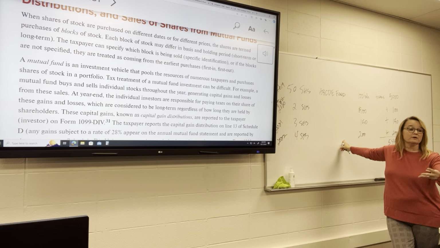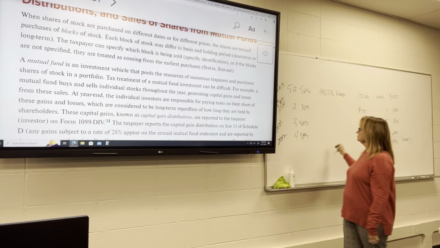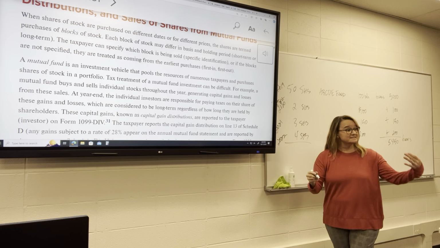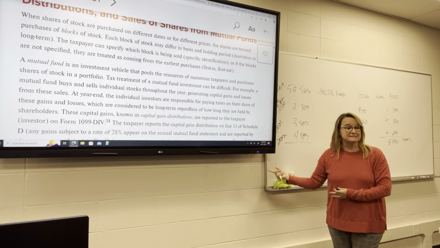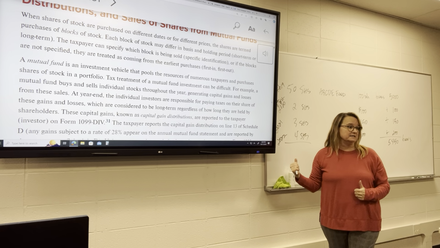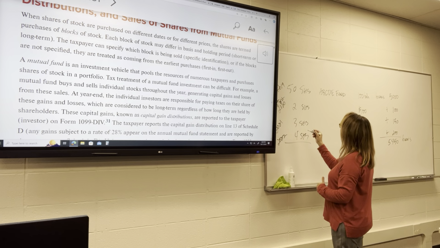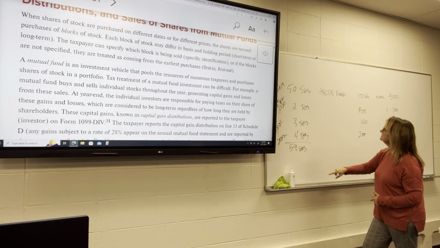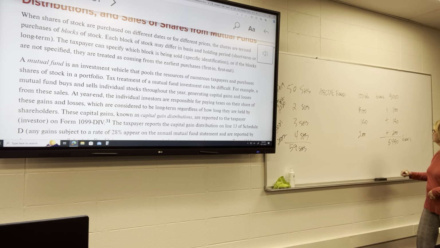It's being reported on my Schedule D as a capital gain distribution. So when I sell it, I don't have to pay tax on that again. That's going to be included in my basis, and that's how I don't pay tax on it a second time. And now I've got 59 shares of ABCDE fund, and my total basis is $5,450.